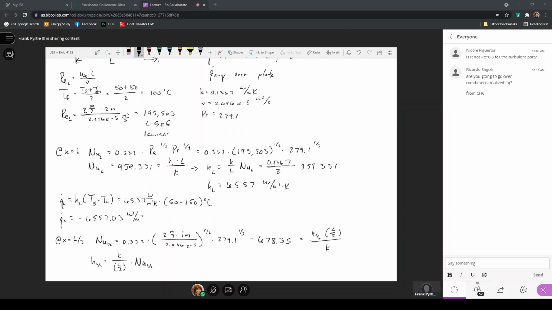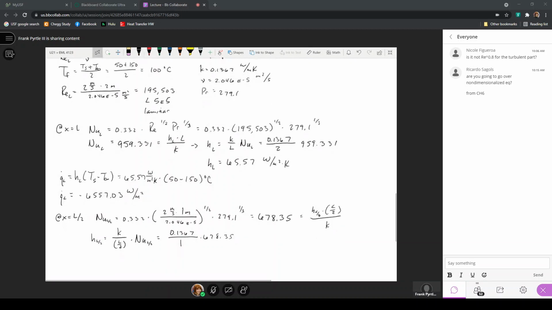So just rearranging the expression, and now we can substitute in the quantities here. The thermal conductivity is the same at 0.1367 watts per meter Kelvin. L over 2 is just 1 meter times 678.35. And so from here, we can get the heat transfer coefficient at L over 2. So times 0.1367. And this is 92.73 watts per meter squared Kelvin.